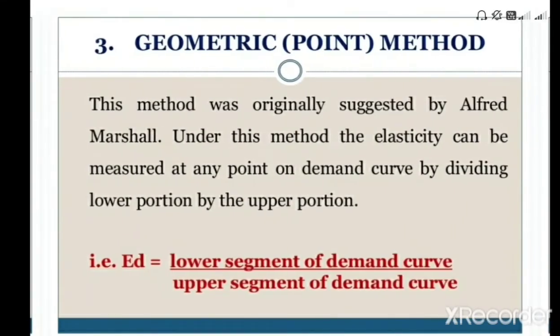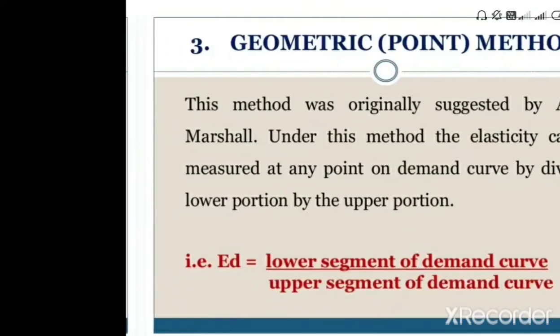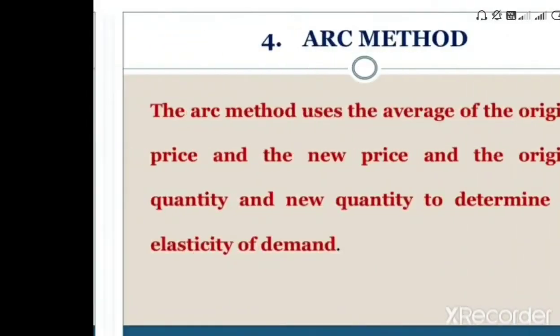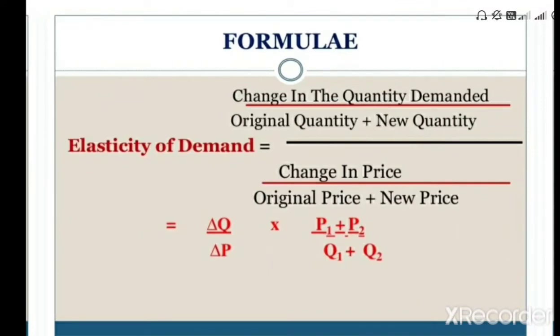Fine. So the third method is the point method. The point method is also a very simple method. Here one small formula is there, that is lower segment divided by upper segment. By using that formula, you can study what kind of elasticity of demand we will get. Under the arc method, again there is one simple formula, that is delta Q upon delta P into P1 plus P2 divided by Q1 plus Q2. So this is about the first topic under the 15th chapter.